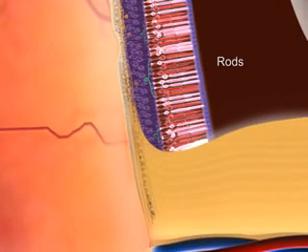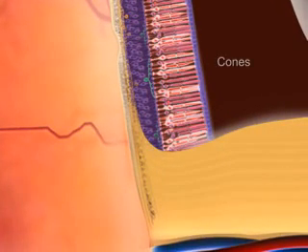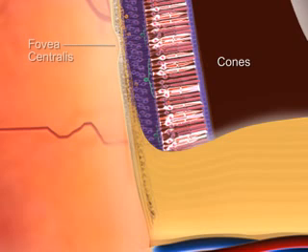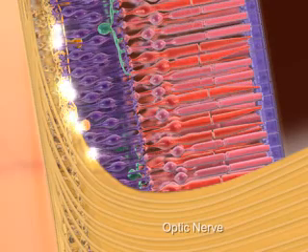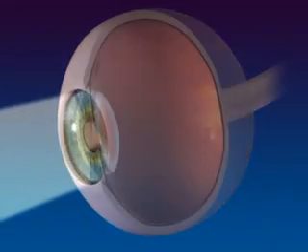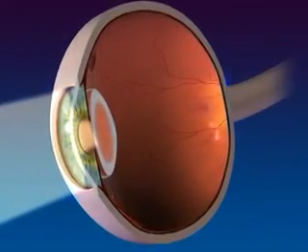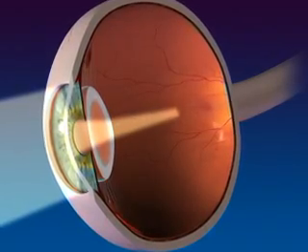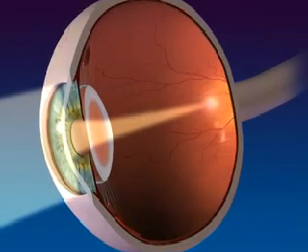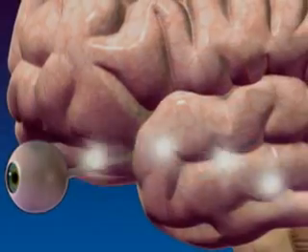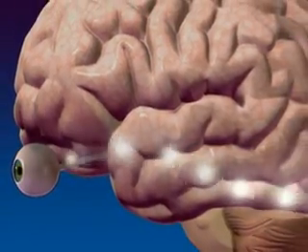Rods are sensitive to light but do not sense color. Cones sense color. The highest concentration of cones is in the fovea centralis. The rods and cones synapse with bipolar cells, which then synapse with the ganglia cells, whose axons form the optic nerve. Light rays enter the eye through the cornea, pupil, and lens, where the light rays are bent or refracted to focus them on the rods and cones, which transmit the stimulus to the optic nerve and then to the occipital lobe of the brain for interpretation.